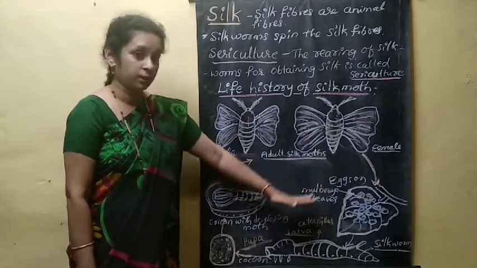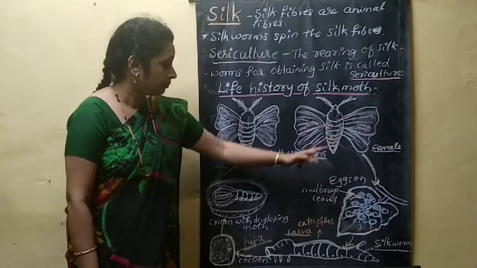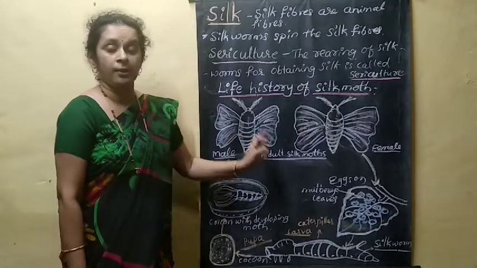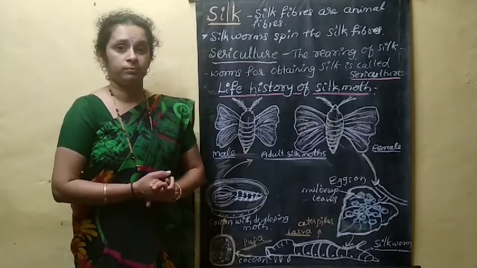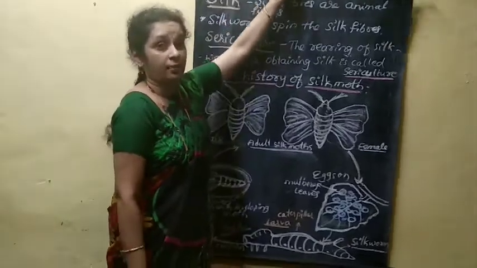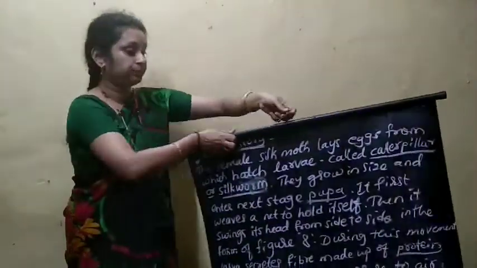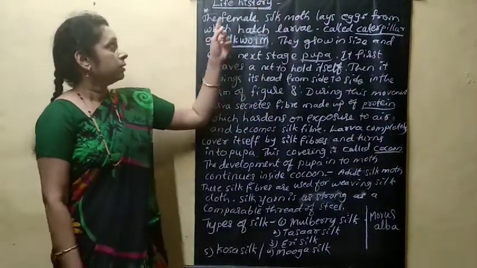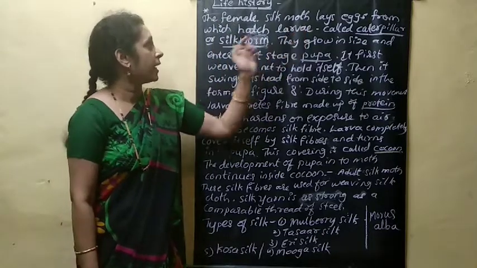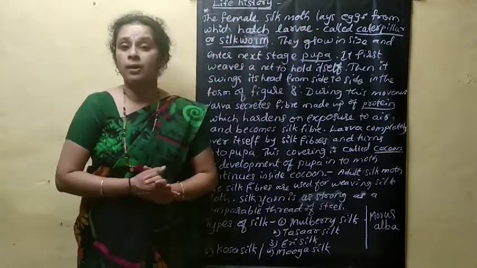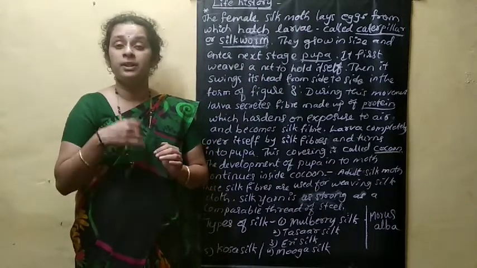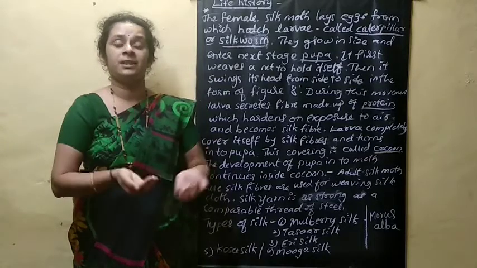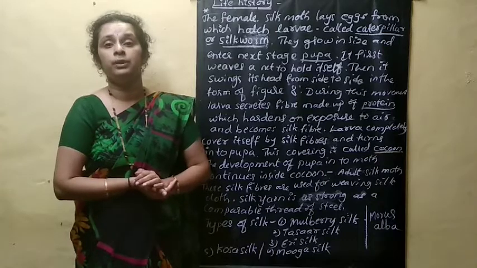I think you understood the caterpillar, the larva, the egg and larva stage, the pupa stage, and the male and female adult moth. Next we will discuss in detail the life history of the silk moth. See, the female silk moth lays eggs, which hatch into larvae. This female silk moth lays hundreds of eggs on mulberry leaves, and then they will hatch, come out, and develop into what?